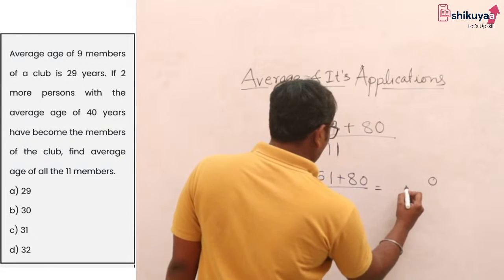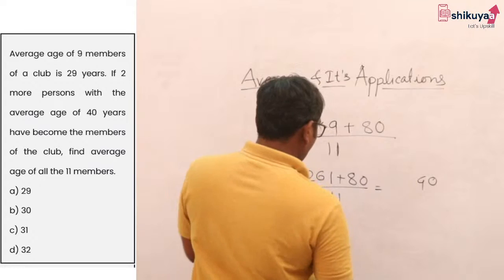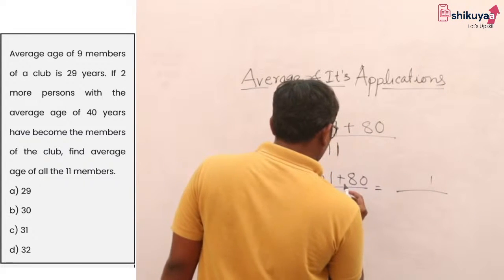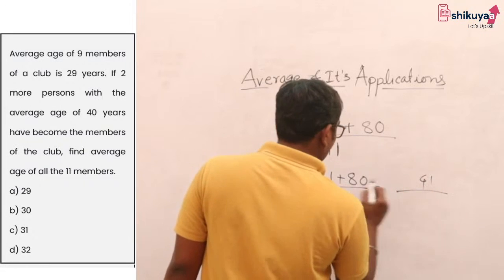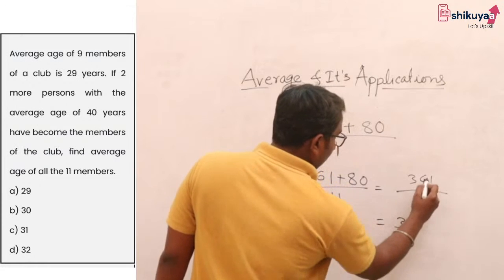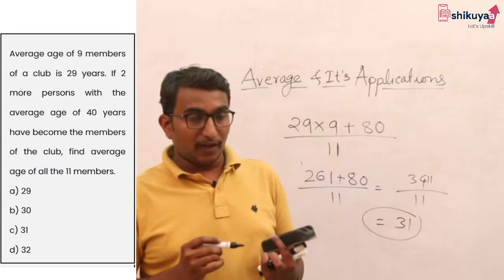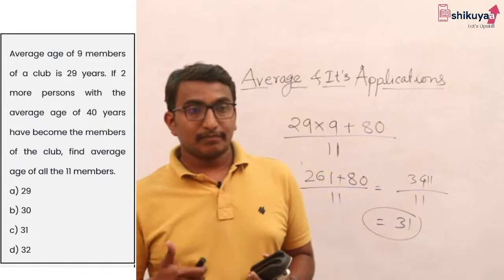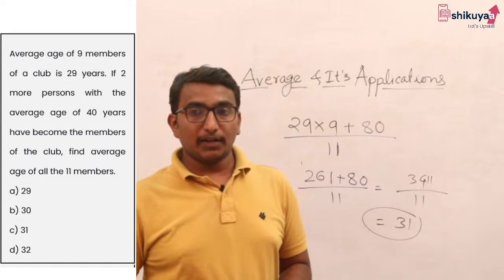So 341 divided by 11. 11 threes are 33, 11 ones are 11. The answer is 31, which is given in option C. I hope you have understood this. Type 1 if you have understood.